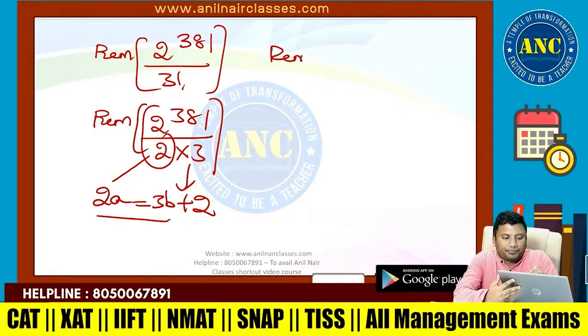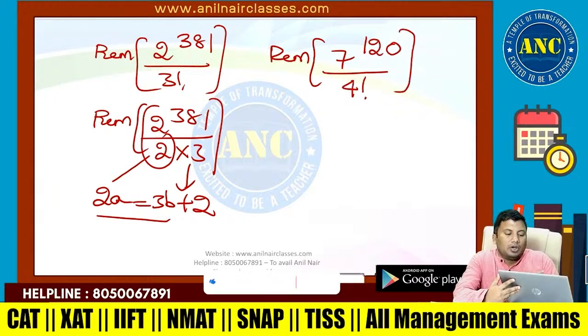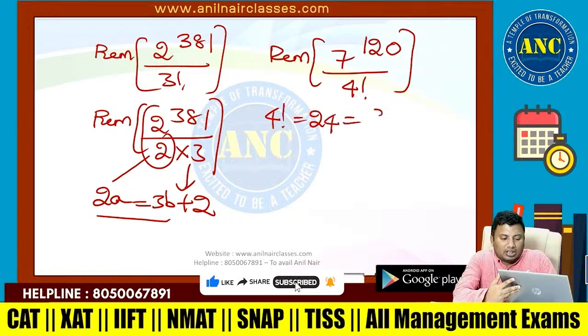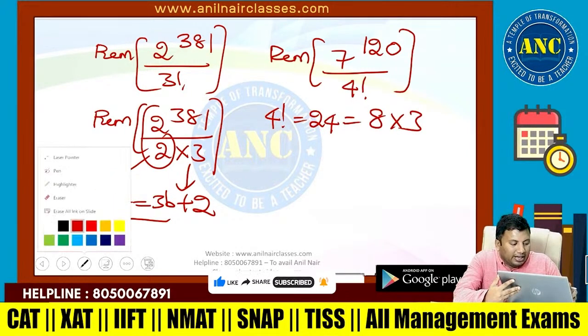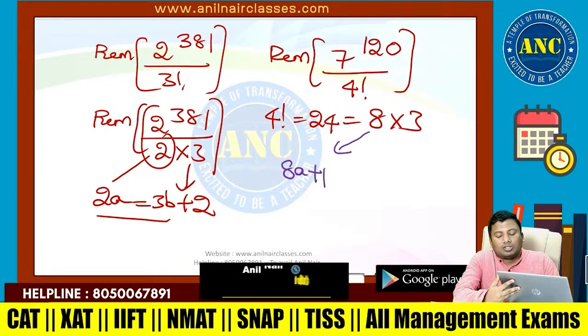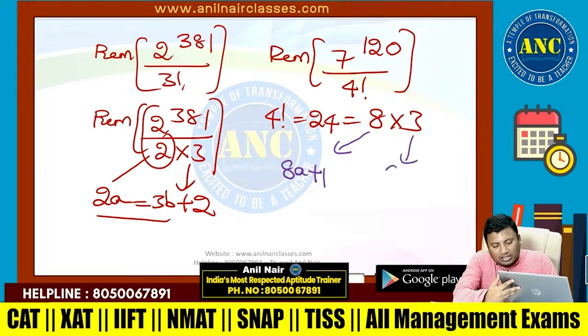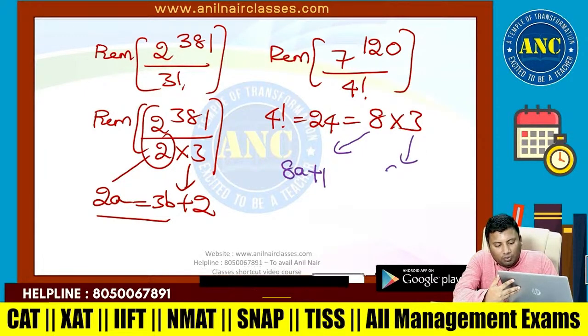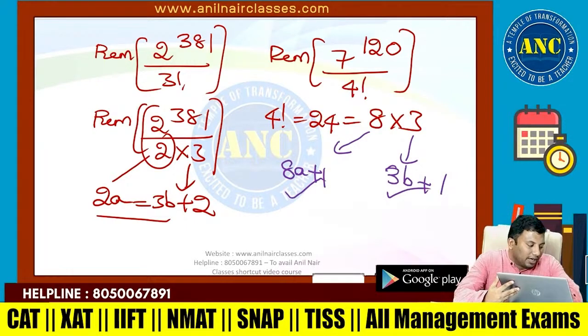Or 7 power 120 divided by 4 factorial. 4 factorial is 24, which is nothing but 8 into 3. 7 divided by 8, negative remainder is minus 1. Minus 1 power even is plus 1. 7 divided by 3, 3 twos are 6, positive remainder 1. So it is 3b plus 1. Equate it, you will get the answer.